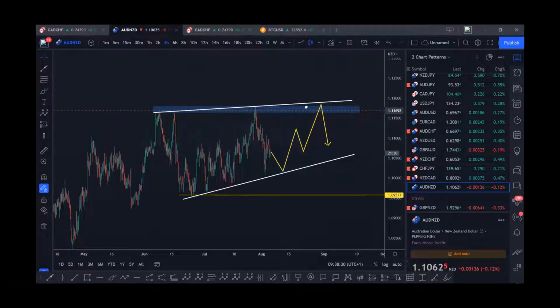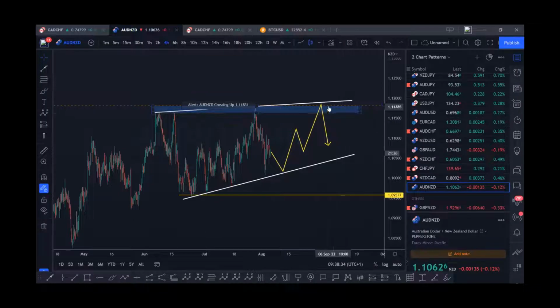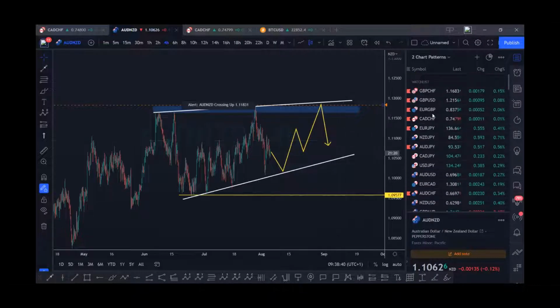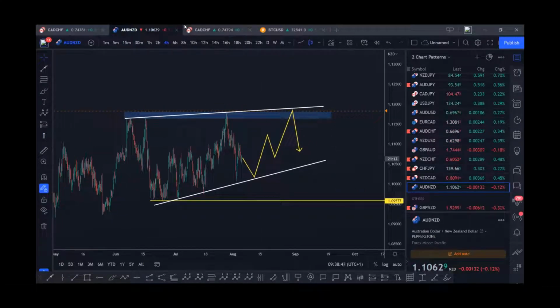Let me put this one up there. So if this completes, then I'm going to wait for a reversal pattern around there. So those are the instruments I have on my watch list from the chart pattern perspective.